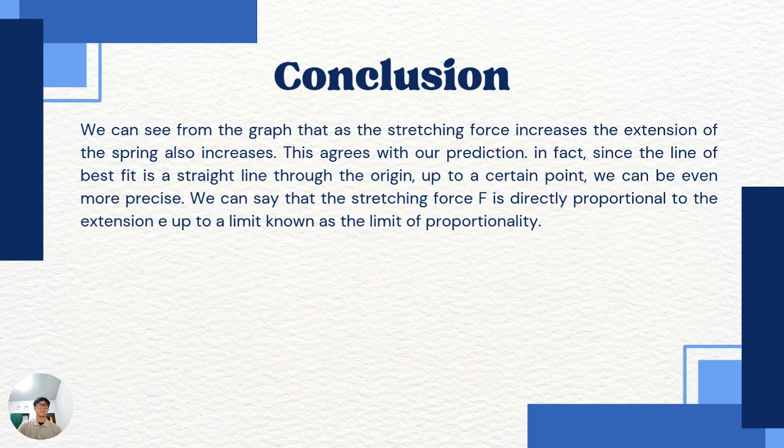This is because as the stretching force increases, the extension of the spring also increases. This agrees with our prediction. In fact, since the line of best fit is a straight line through the origin up to a certain point, we can be even more precise. We can say that the stretching force F is directly proportional to the extension E up to a limit known as the limit of proportionality.